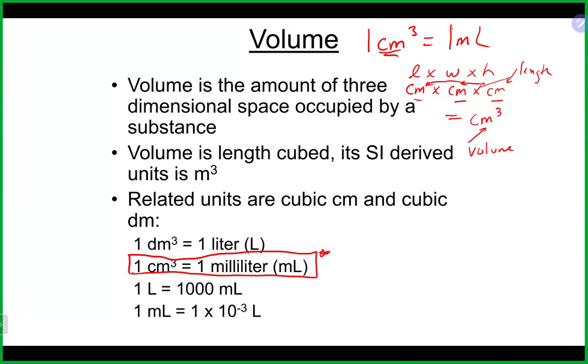In addition, probably more often than not, that right there is definitely one that you will use a lot. 1 liter is equal to 1,000 milliliters. We use that conversion a lot in chemistry. Oftentimes in the laboratory, when you take actual measurements, they are given in milliliters, or you take the measurement in milliliters.